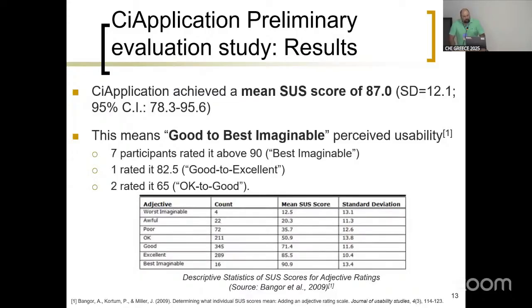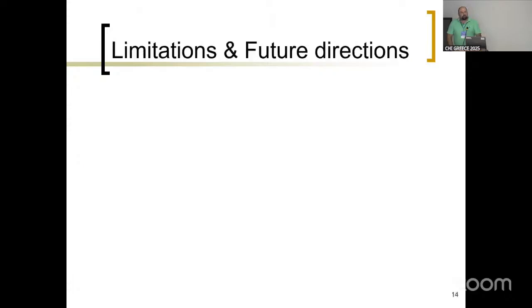This means, if we take into account the confidence interval, because we have a rather small sample size, this is good to best manageable, if you see the labels on the bottom, which come from a large data set from Bangor and Tal about how we interpret SUS values. So at this point, it's good to best manageable in terms of perceived usability, which is good, but it means that it can also get better.